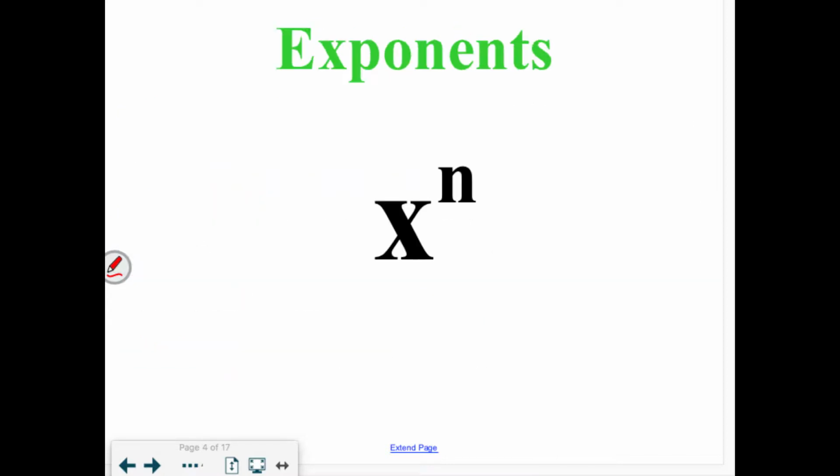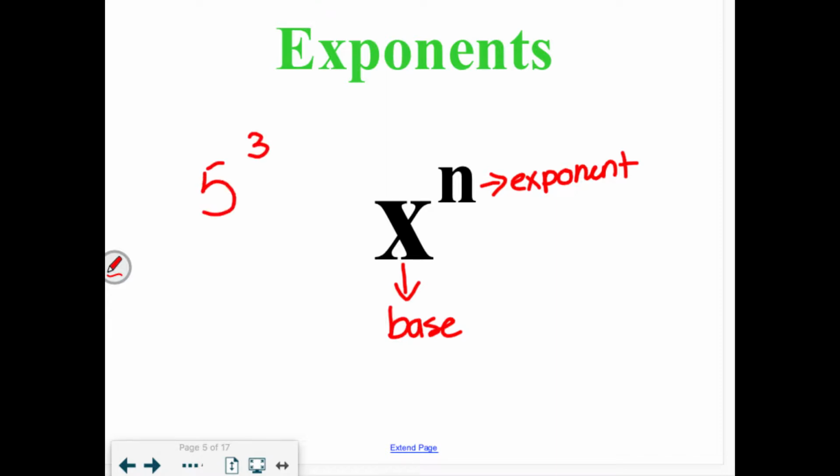One other thing that we need to review is what an exponent is. Exponents are made up of two parts, the base and the actual exponent. The base tells us what number is being multiplied, and the exponent tells us how many times. So for example, if we have 5 to the third power, 5 is being multiplied 3 times, and that would give us an answer of 125.